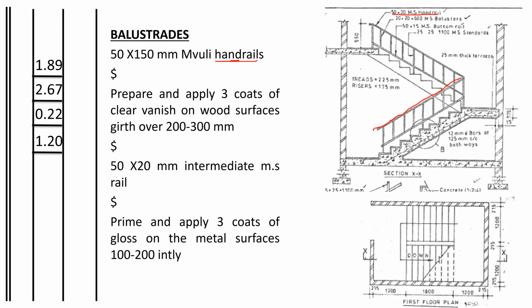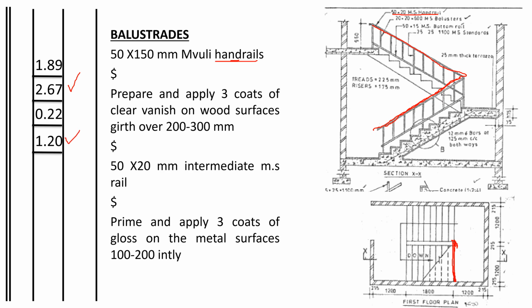We shall require this one. We shall take the hypotenuse, which is 1.89. Then we add the hypotenuse for the second flight, 2.67. Then we shall add a balustrade for here, 0.22. We shall require some handrail there. Then after the flight, when we go up here, we usually require some handrail here. We shall place some handrail, which is 1.2.